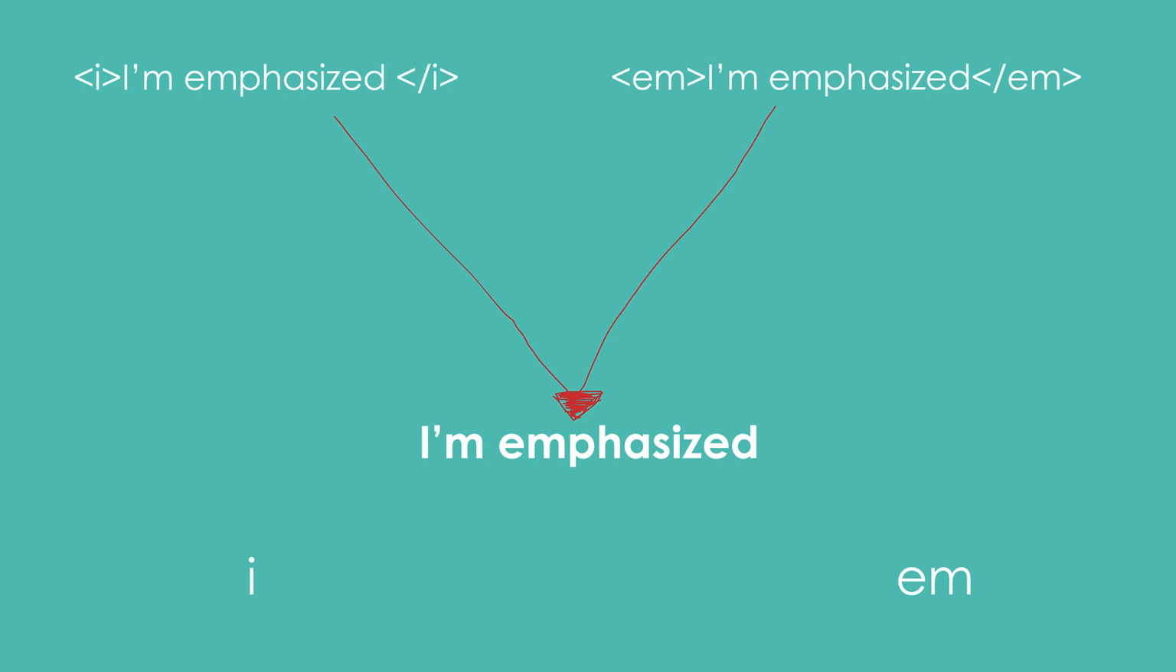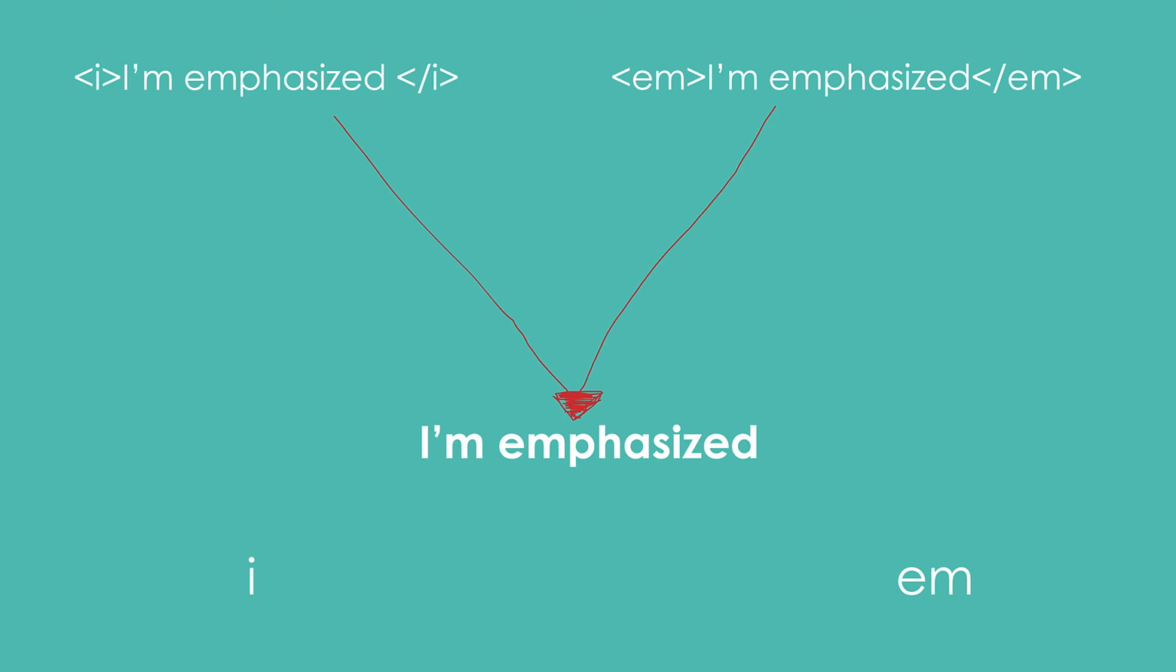The EM emphasis element marks words that have stress emphasis. So this is something that you do when you're speaking, right? So instead of saying, I really want to go on vacation, you might say, I really want to go on vacation. So that really, you could put the EM around it to show that it was emphasized.